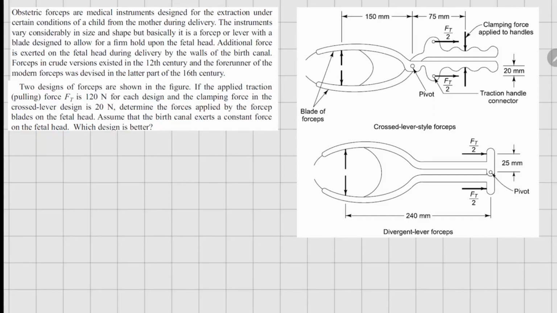This problem is 1.35. In this one, there are these medical instruments, and there are two designs, design A and design B, and these are used to get the baby out during the delivery if there are any complications. Okay, so this is where the baby's head is going to be, this right here and this right here.